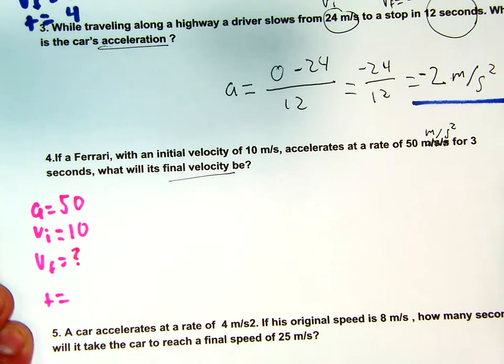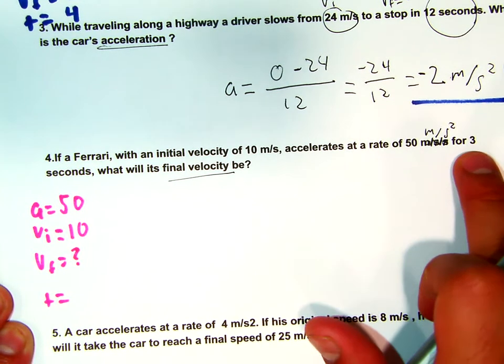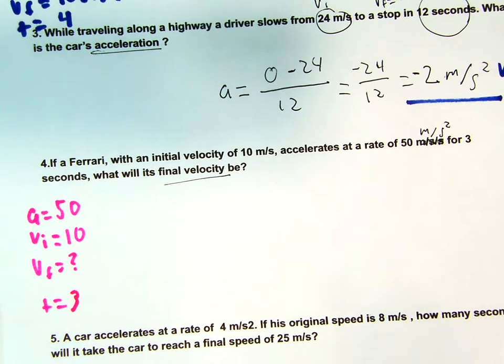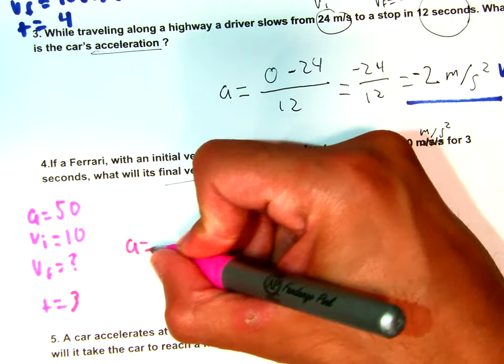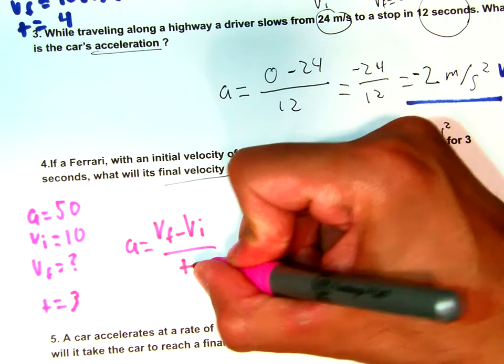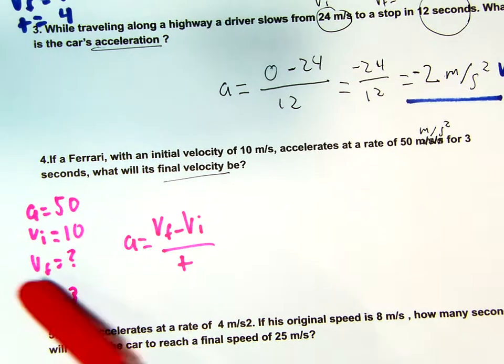Remember, the problems always give us 3 things and we find 1. Now we're looking for time. Well, it did all this acceleration in 3 seconds, right? All right, so let's go through the process. Let's plug it in. So I know acceleration equals v final, take away v initial, divided by time. All righty. Let's take all these numbers and plug them in.